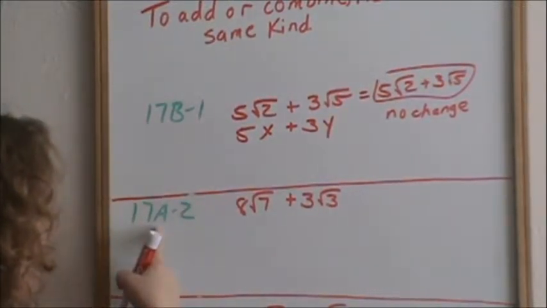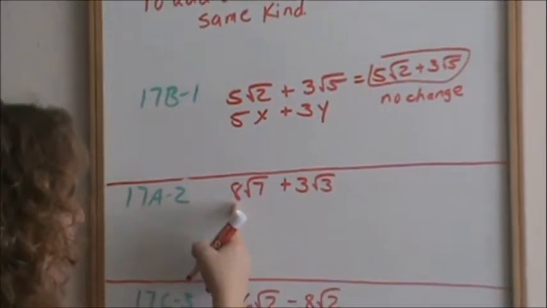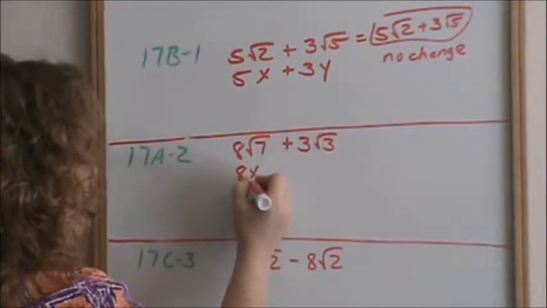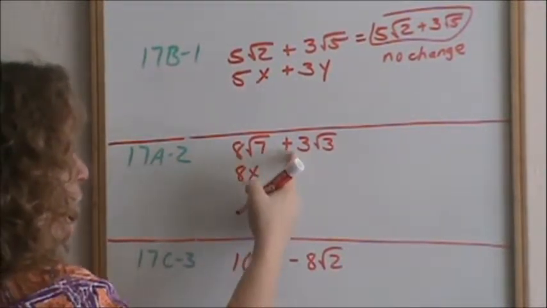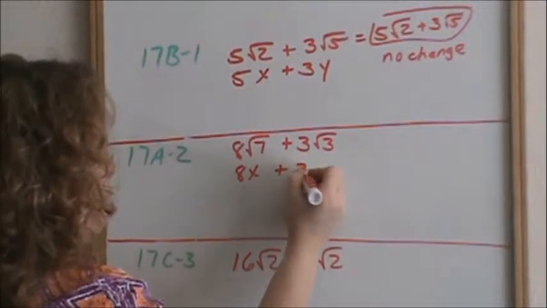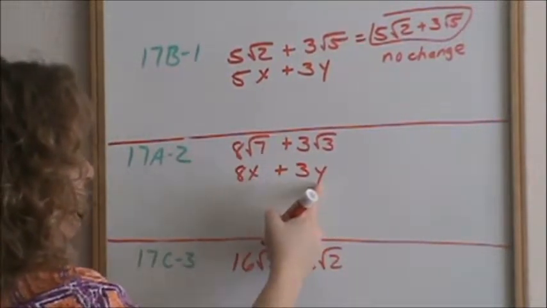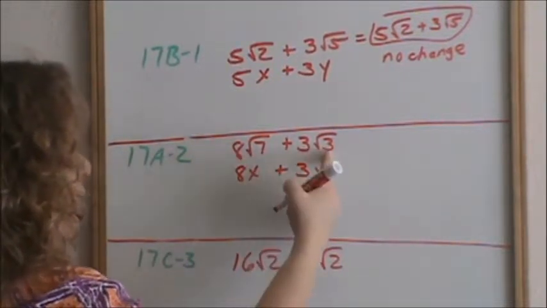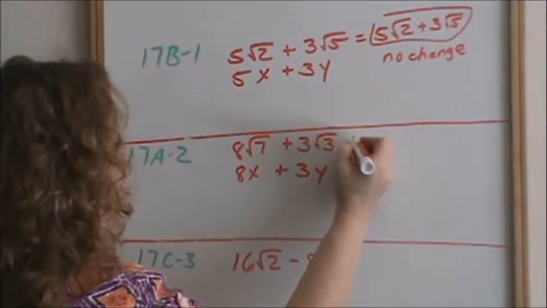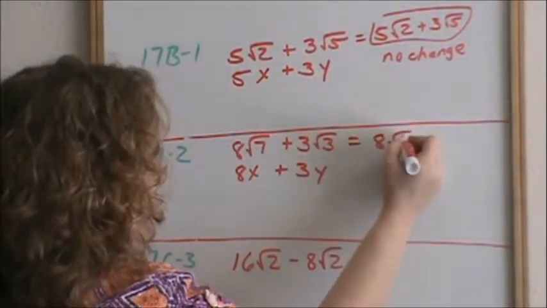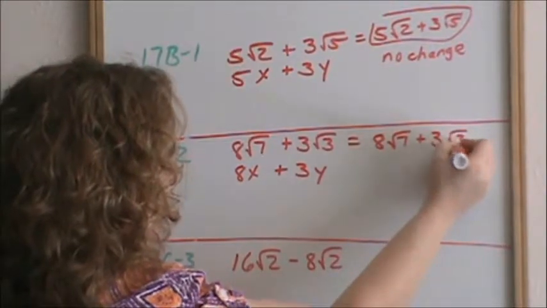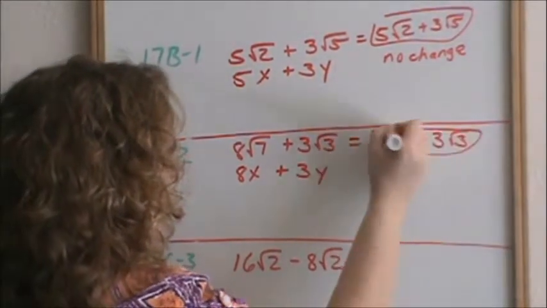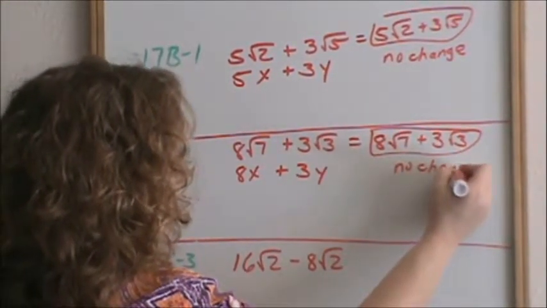Okay, the next problem, 17a, number 2, is 8 square root of 7, and that means 8 times the square root of 7, just as this means 8 times x. So 8 square root of 7 plus 3 square root of 3. So this would be similar to 8x plus 3y. You cannot combine x's and y's. You cannot combine square root of 7s and square root of 3s. They are different kinds. So this problem would not change either. So the answer would still be the original problem, 8 square root of 7 plus 3 square root of 3. Or you can write no change as your answer.